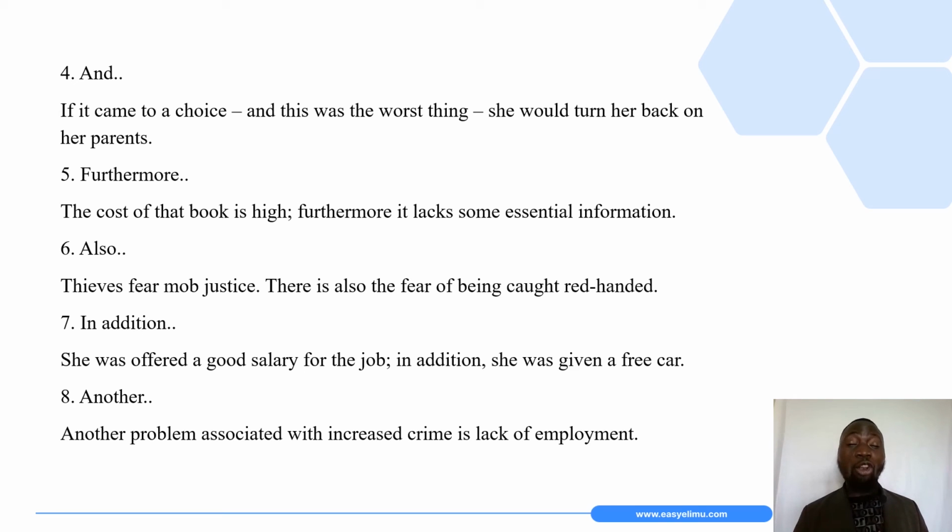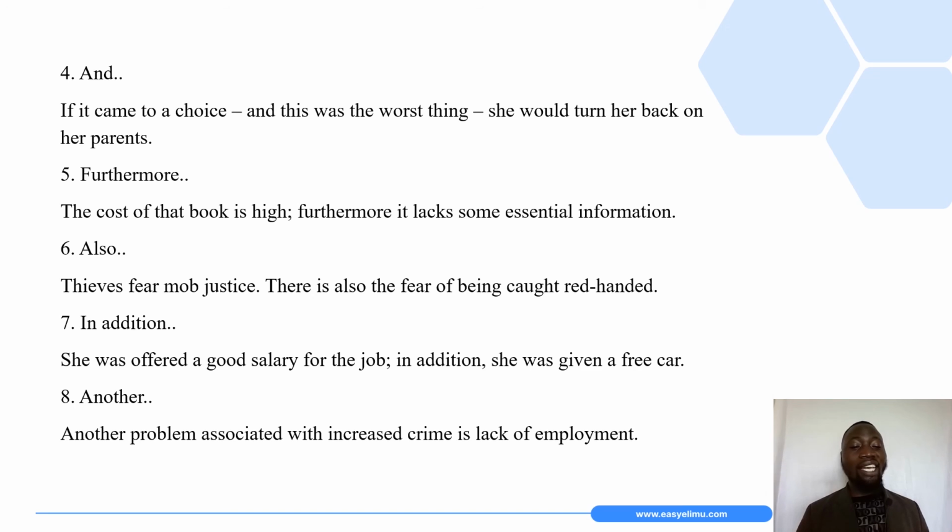We have also "also", which I've been using a lot throughout the lesson. Example in a sentence: thieves fear mob justice, full stop. There is also the fear of being caught red-handed. That is also giving another additional information. Then we have another one that is also part of our subtopic: "in addition". So she was offered a good salary for the job. In addition, she was given a free car. So that is also introducing additional information.